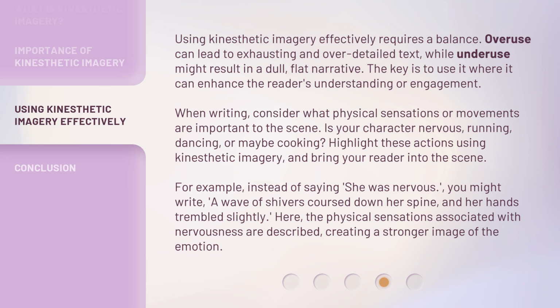For example, instead of saying, "She was nervous," you might write, "A wave of shivers coursed down her spine, and her hands trembled slightly." Here, the physical sensations associated with nervousness are described, creating a stronger image of the emotion.